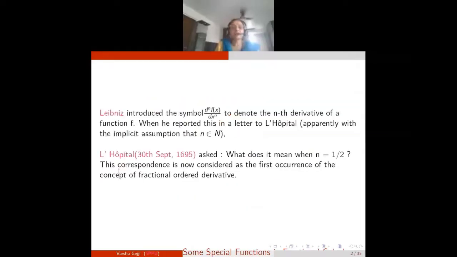Some special functions in fractional calculus. So I see a lot of crowd which is new to this subject. So these are a few remarks on fractional calculus.